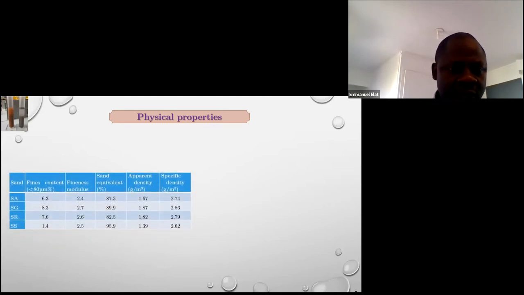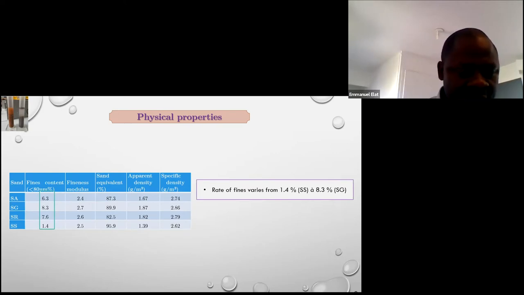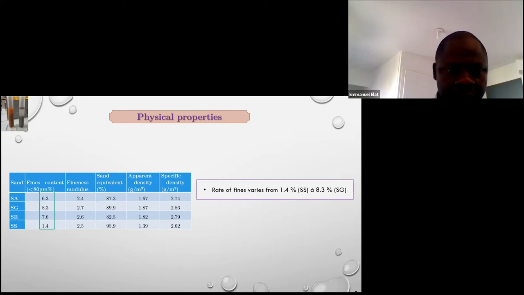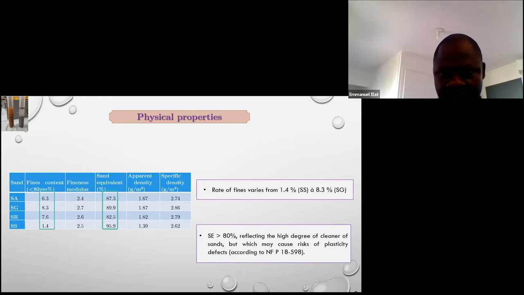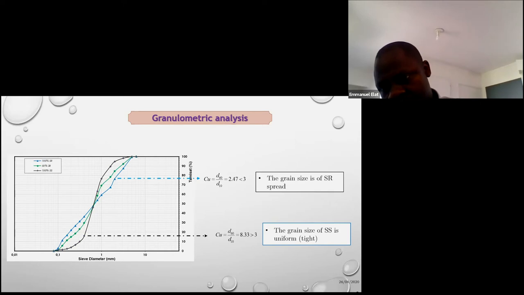Concerning the physical properties, we can see that the rate of fines varies from 1.4 for SS, the river sand, to 8.3 for the crushed sand. We can also see that the sand equivalent is more than 80%, corresponding to a high degree of cleanliness of sand, but which may cause risk of plasticity defect. Concerning the granulometric analysis, the crushed sand has a grain size that is spread compared to the river sand, whose grain size is uniform.